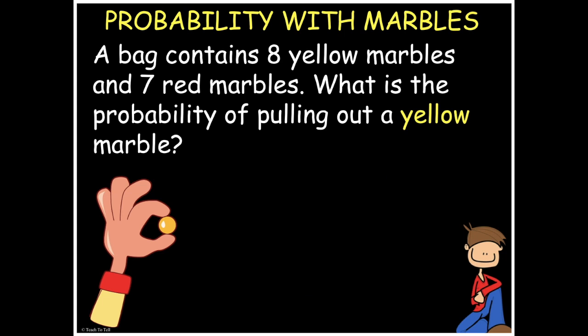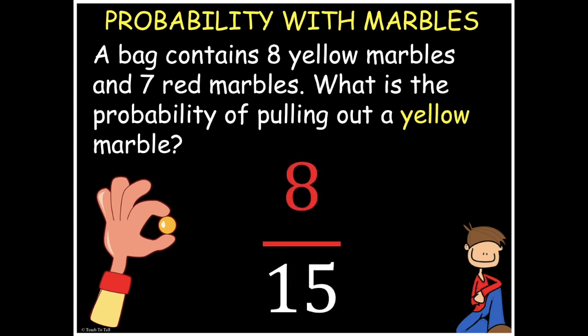A bag contains 8 yellow marbles and 7 red marbles. What is the probability of pulling out a yellow marble? So you're finding the total possible outcomes, which you will add 8 and 7 to get 15, and the yellow are 8. Hopefully you got 8 out of 15. Feel free to pause if you are working through in your head or on a piece of paper before I reveal the answer.